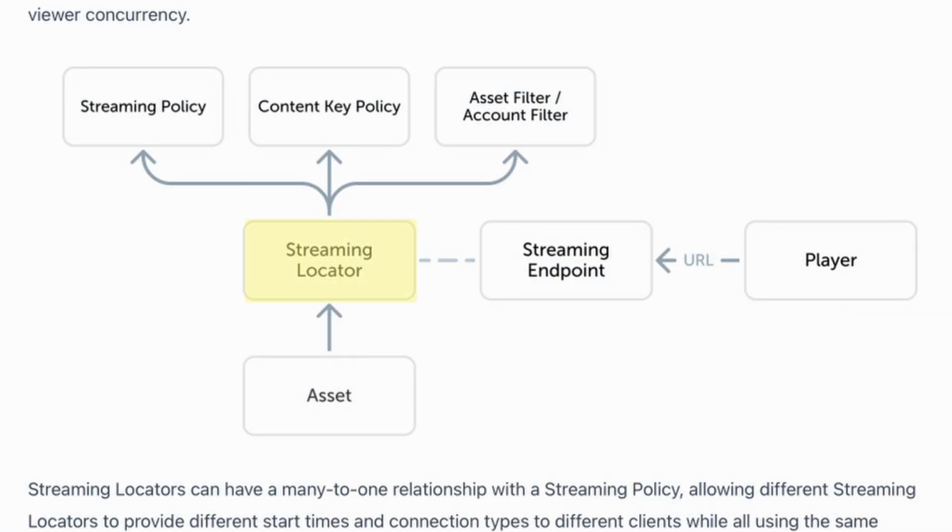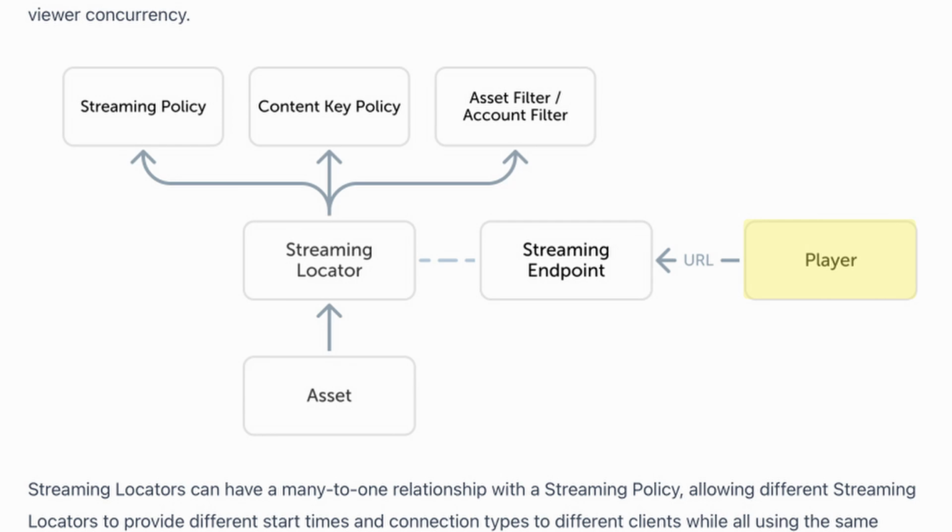And finally, we have the streaming locator. So the streaming locator ties a specific asset to a streaming policy and a content key policy. When MKIO generates the playback URLs for that locator, those URLs point to the encrypted content. It also generates license acquisition URLs, and these are the endpoints that your player uses to request decryption licenses from MKIO.